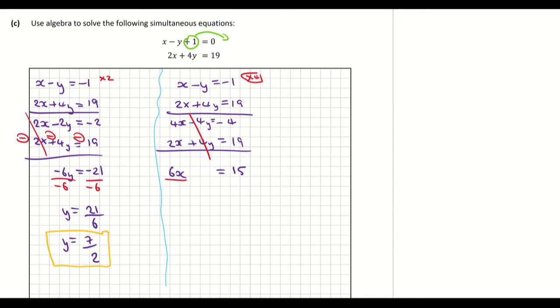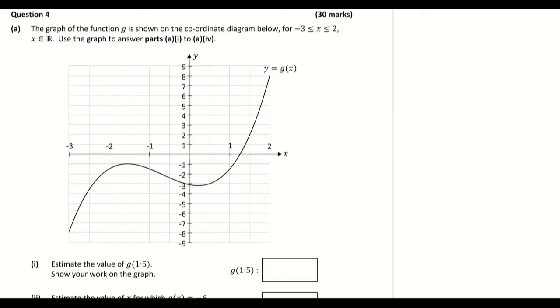Dividing both sides then by 6 is leaving me with x is equal to 15 over 6, which can simplify by dividing top and bottom by 3, which is 5 over 2. So there's my value for x. And that is question 3 finished.